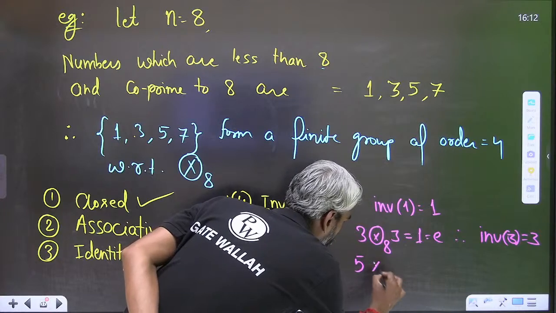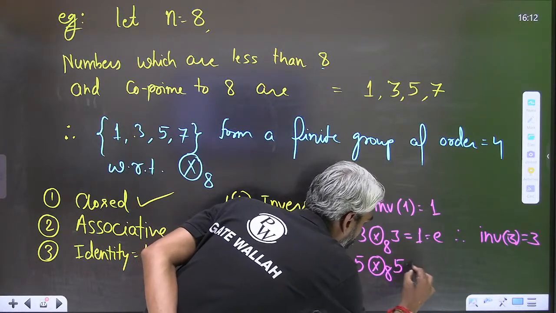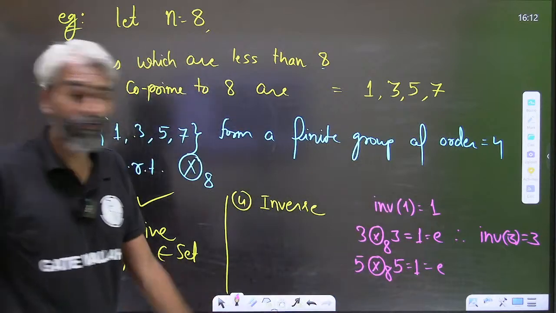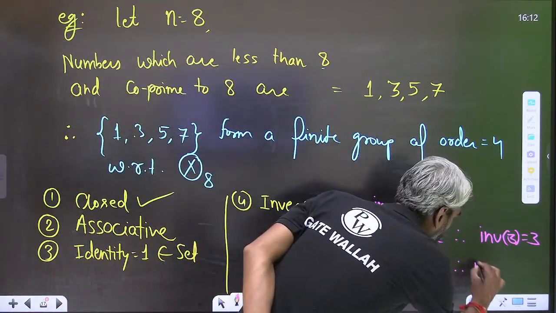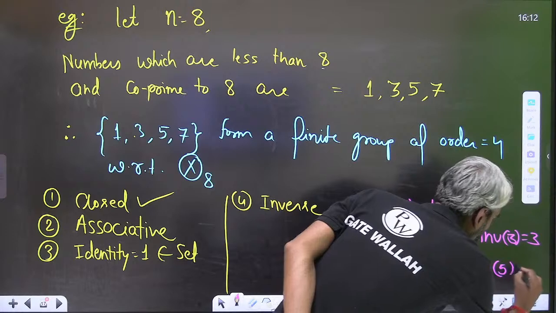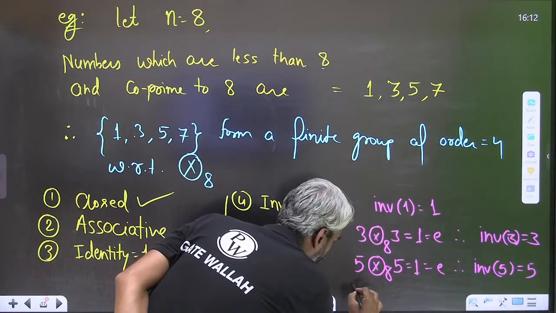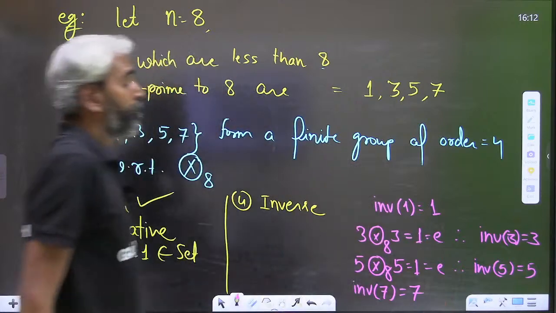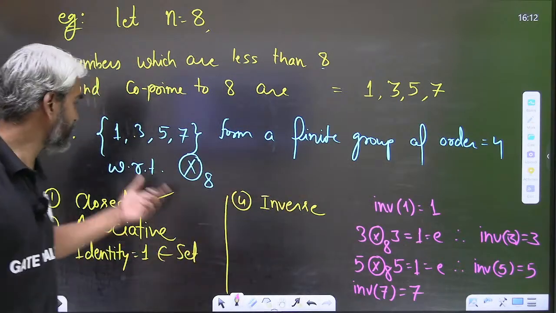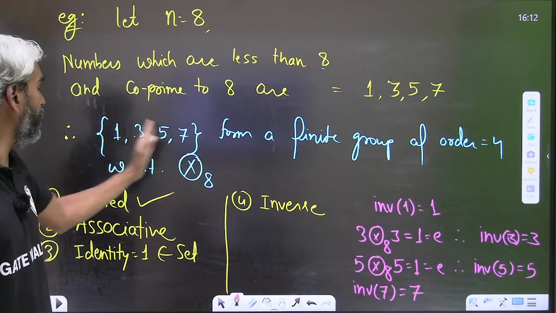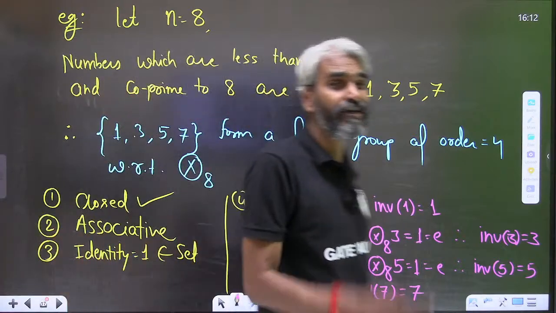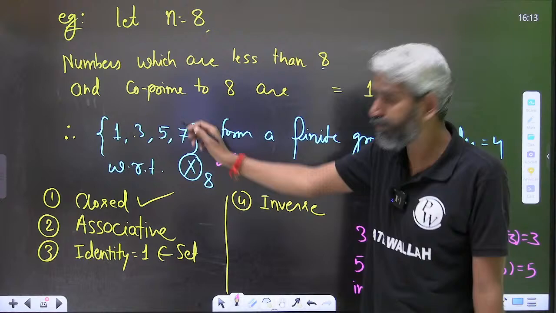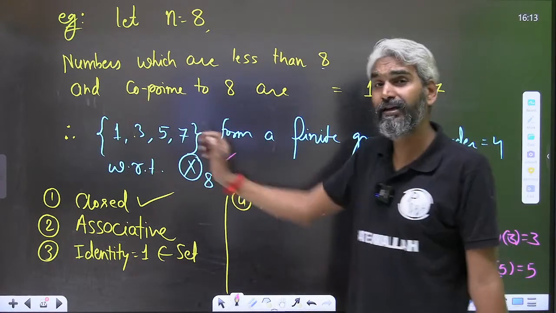Similarly, 5 multiplication modulo 8 with 5 is equal to 1. 5 5s are 25, divided by 8, remainder 1 is identity. Therefore, inverse of 5 is 5. Similarly, inverse of 7, you can check, will be 7. But this has just happened in this particular group, that every element is inverse of itself. It is not necessary in a group with respect to multiplication modulo n.